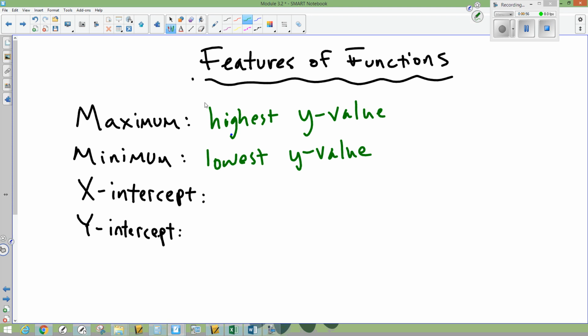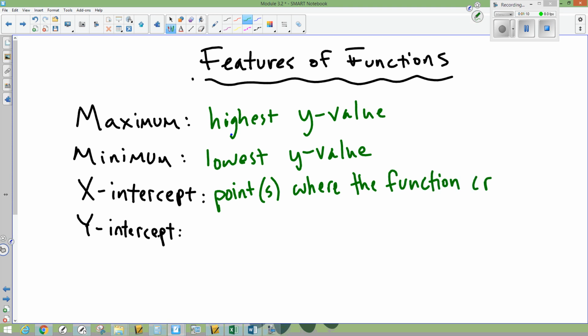So x-intercepts are the point, or points, where the function crosses the x-axis. So these are the point or points where the function crosses that horizontal axis, okay, the x-axis. Now x-intercepts, there can be several of them in one problem. But for y-intercepts, there can only ever be one y-intercept.